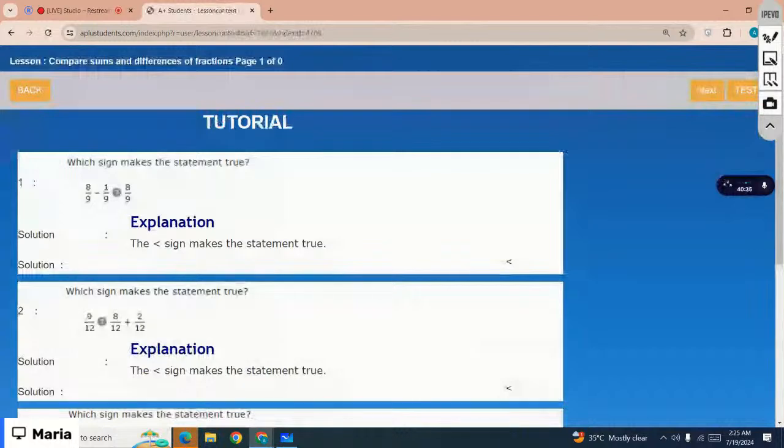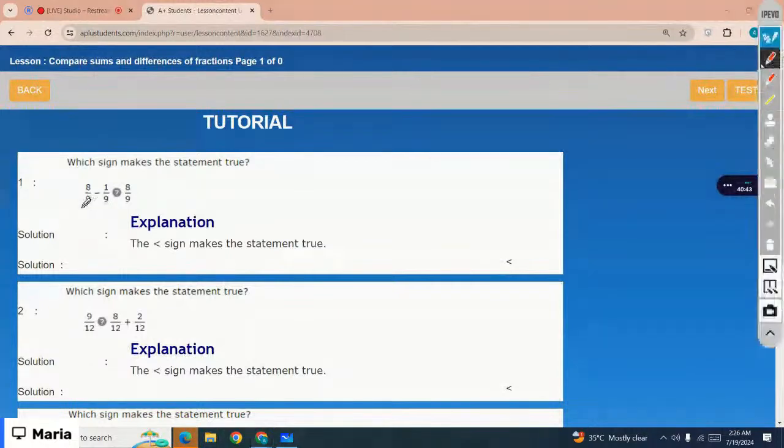Which sign makes the statement true? You have 8 over 9 minus 1 over 9. You have to compare both sides. You need to solve this side, 8 over 9 minus 1 over 9, then compare it to 8 over 9. So first we'll solve this side, then we'll see whether they are greater or less.